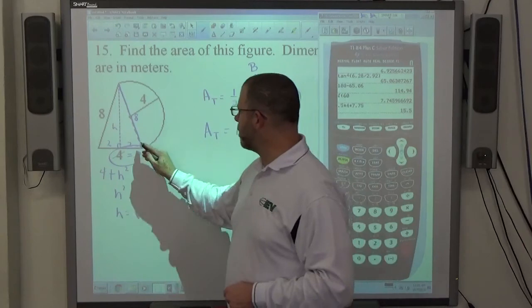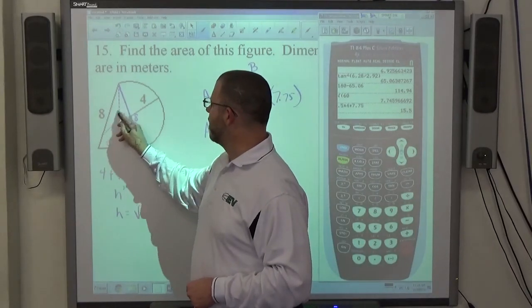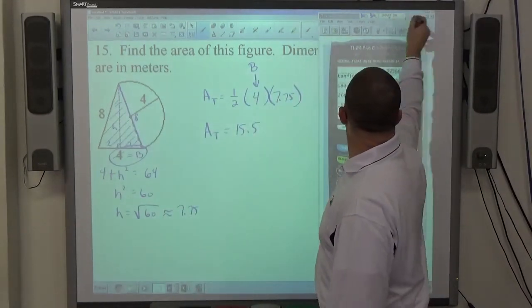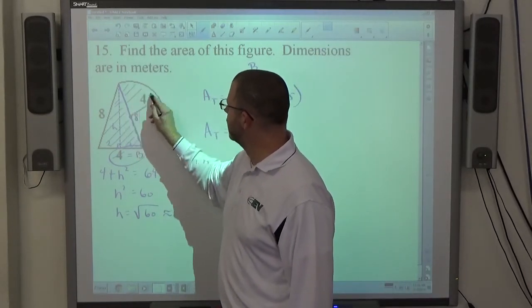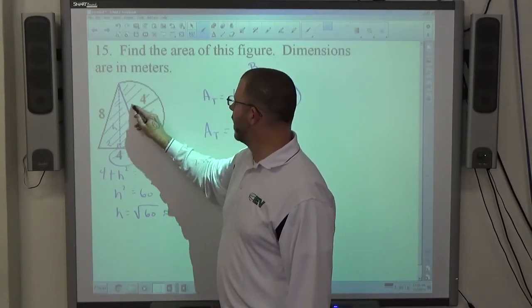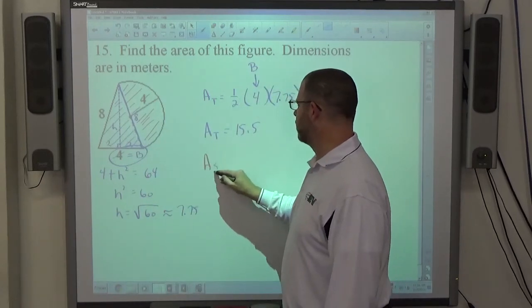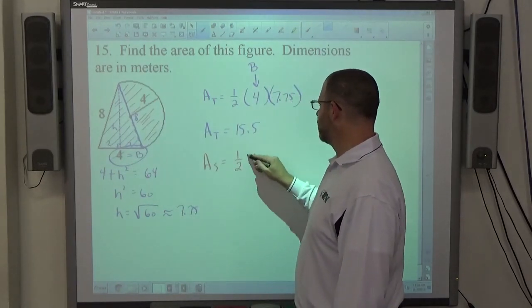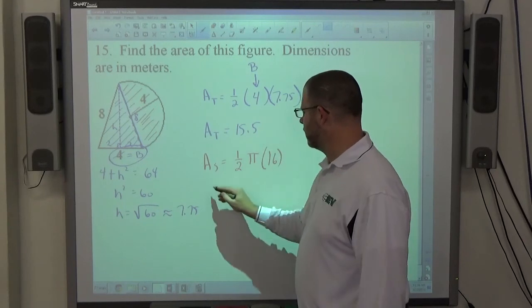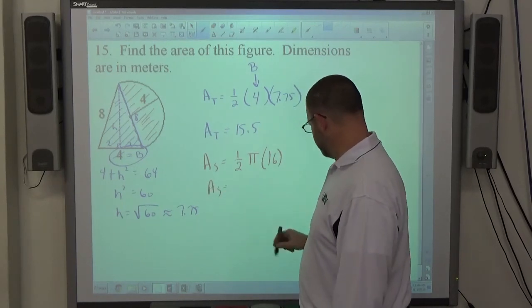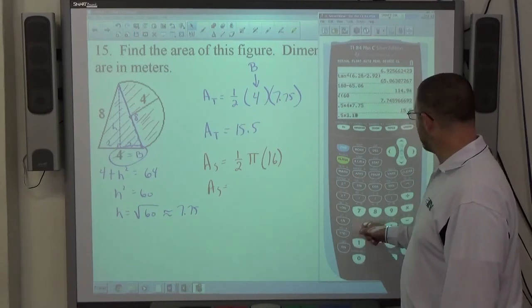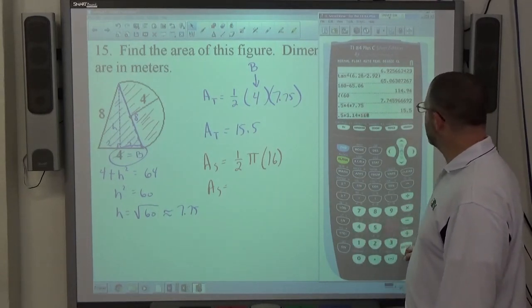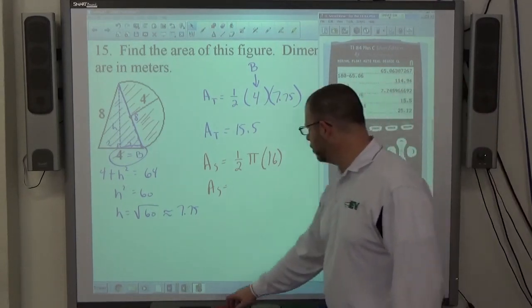And again, that just represents that area. We still have a semicircle to deal with. Semicircle, right here, radius of 4. So the area of the semicircle is going to be 1/2 times pi times the radius squared. So 0.5 times 3.14 times 16 comes out to 25.12.